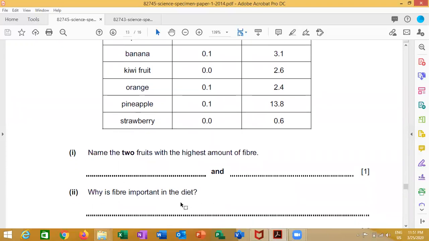This question is very important, guys. Why is fiber important in your diet? Here we have more than one answer. I'm going to say the typical one, it prevents constipation. This is number 1. Number 2, you can write it keeps the digestive system healthy. This is accepted also in the mark scheme. Let's move to the next number.